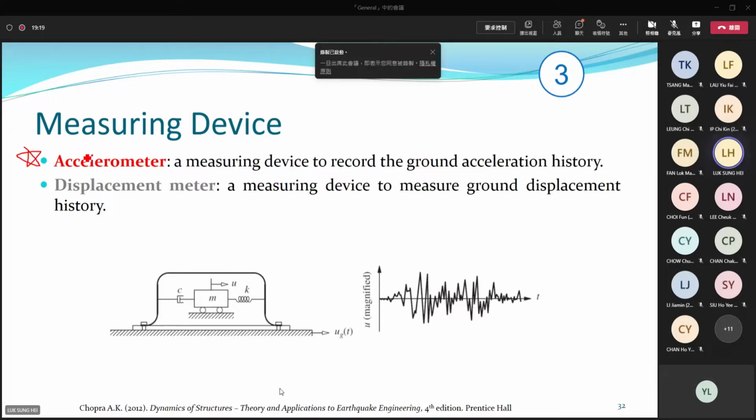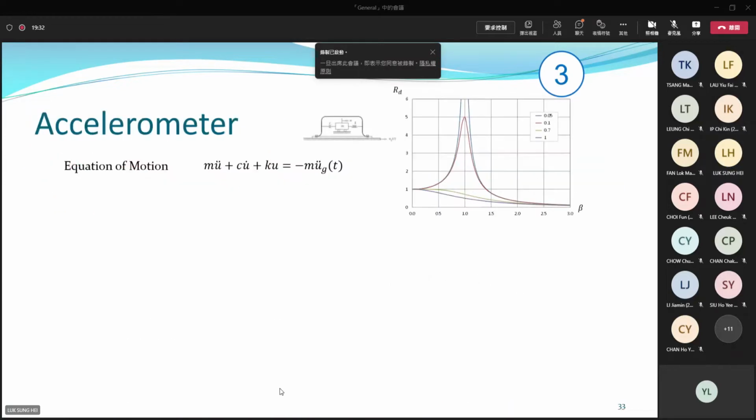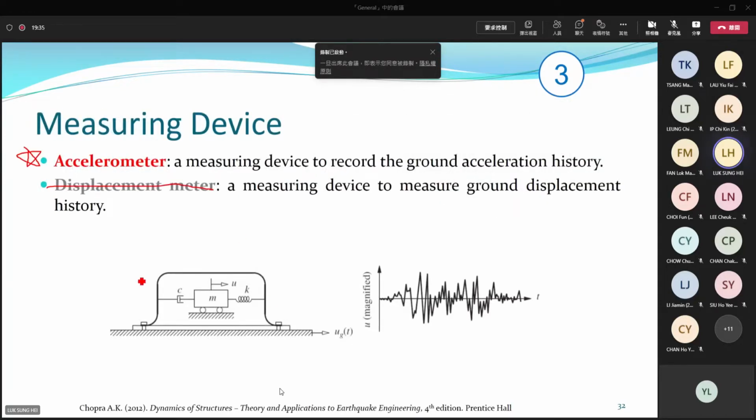We normally focus on accelerometer in this module, not displacement meter. That's why I turned the displacement meter gray. But the principles are quite similar. How to use it? You can see from this picture a simple mechanism of accelerometer, just like a spring mass system. A mass, a cart, attached by springs and damper. For this kind of system, we call it spring mass system.